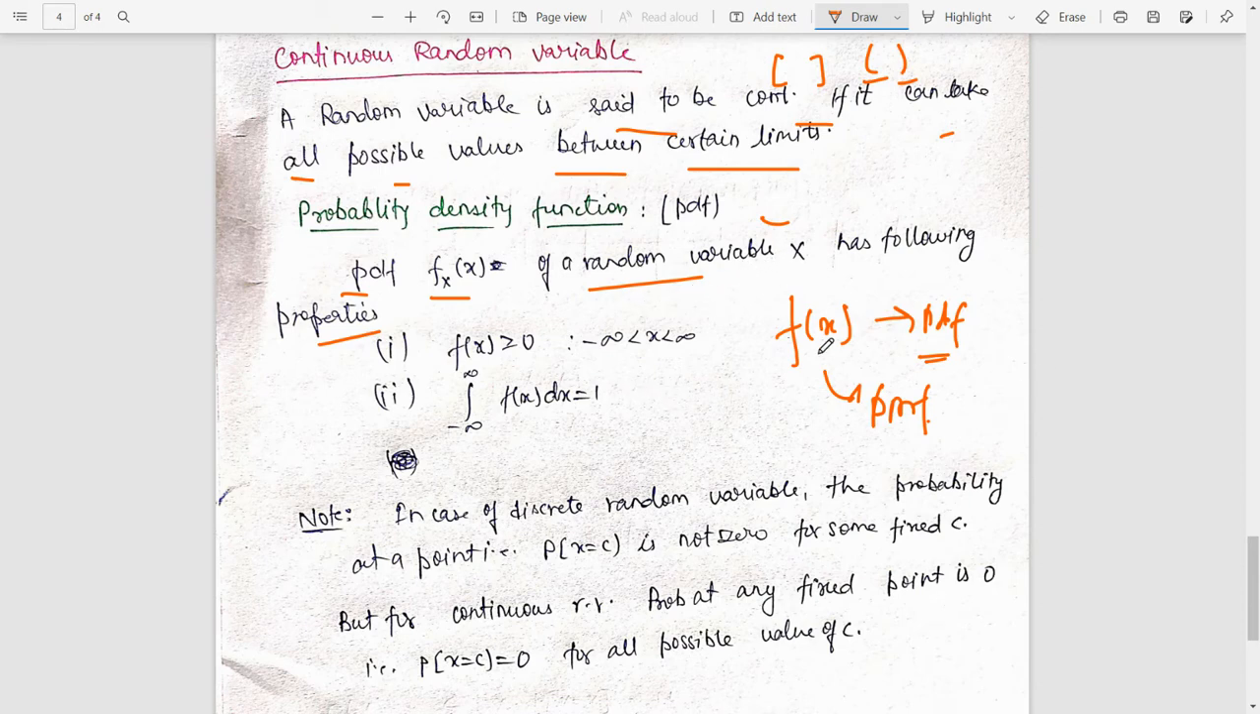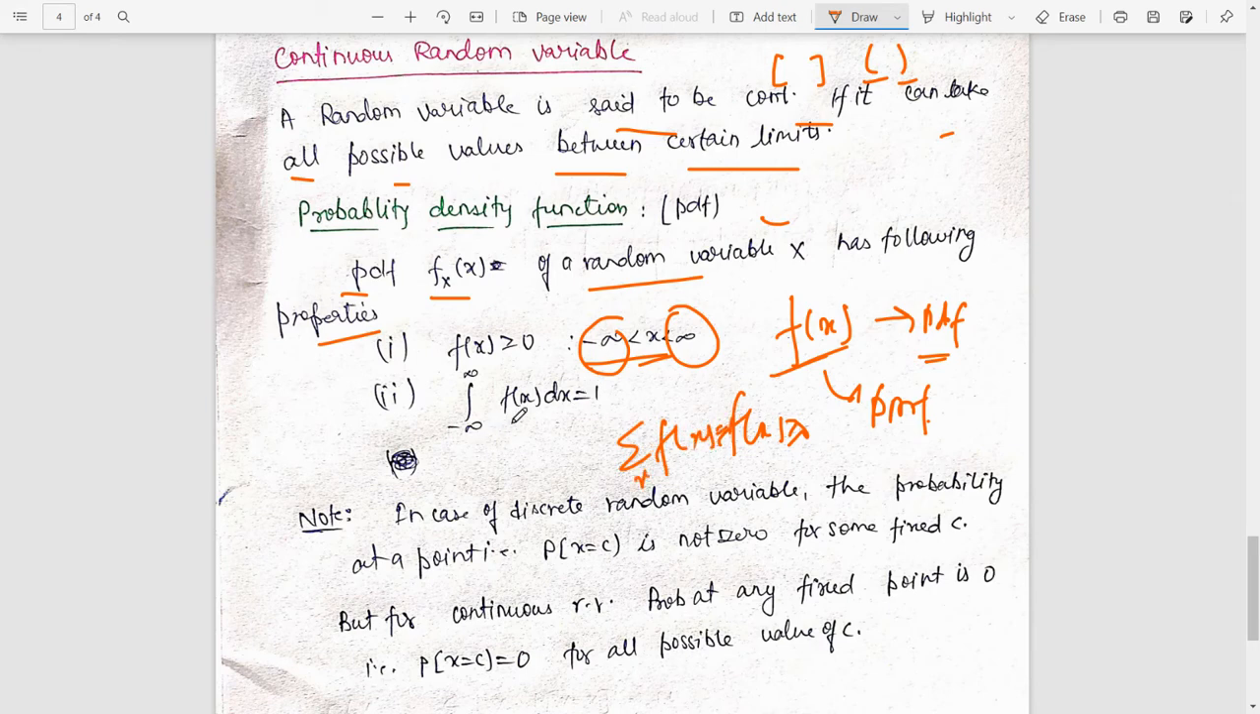Like in the discrete case, we saw that fx is greater than or equal to 0. Here also fx is greater than or equal to 0 for all x belonging to minus infinity to infinity. So whatever the interval on which your fx is defined, if you take your fx over the entire domain, say minus infinity to infinity, it will be at least 0, or greater than or equal to 0. The second thing we saw in the discrete case is that sigma fx is equal to 1 for all x.